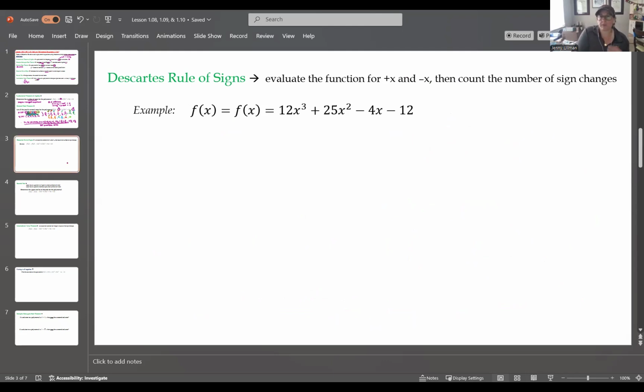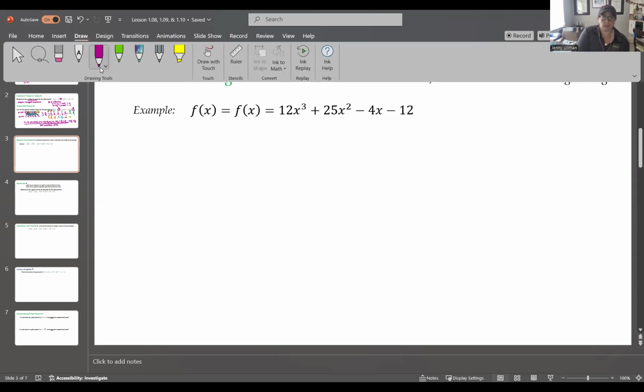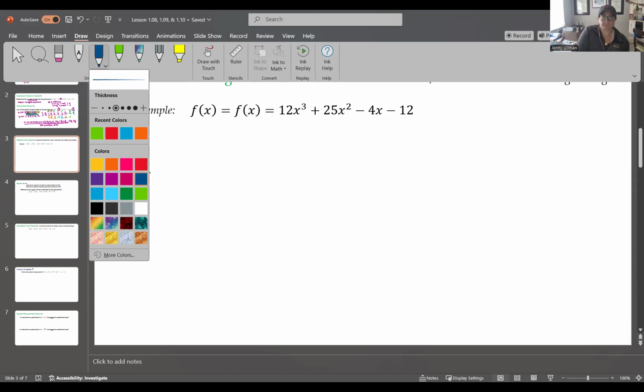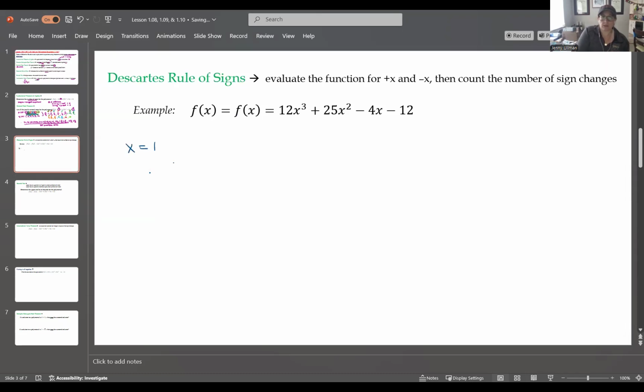So it says here to evaluate the function at positive x and negative x and then count the sign changes. Lots of times people struggle with just plugging in a variable and simplifying. If that is something you're struggling with, what I recommend is picking a number and plugging in the positive version and the negative version of that number. So I'll switch from purple to blue. I'm going to start with just 1. I'm going to plug in 1 and see what happens.